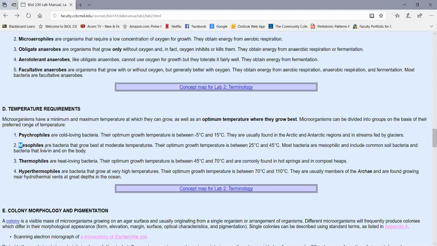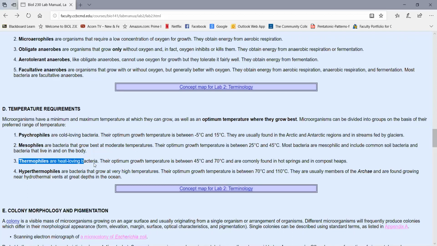Mesophiles are bacteria that grow best at moderate temperatures. So their optimum temperature is between 25 degrees Celsius and 45 degrees Celsius. Remember, 37 degrees Celsius would be body temperature. So most bacteria are mesophilic. They grow at moderate temperatures. That includes common soil bacteria and, of course, the bacteria that live in and on our body.